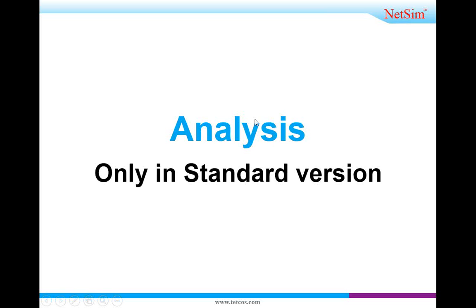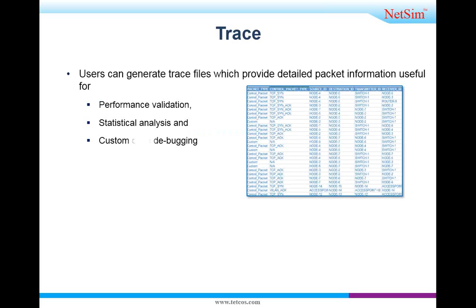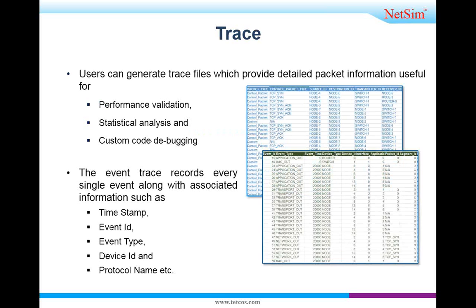Now, as I've told you, the software has two versions, one is academic and one is standard. So whatever I showed you, these features are available in both the versions, academic and standard. Now some of the exclusive features which are available in the standard version are given here, like traces. Traces are of two types here. One is packet trace and one is event trace.